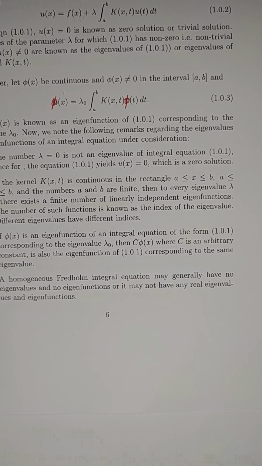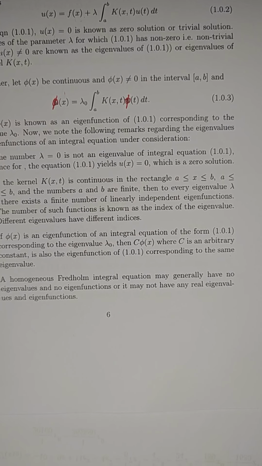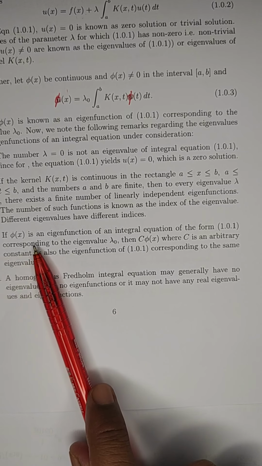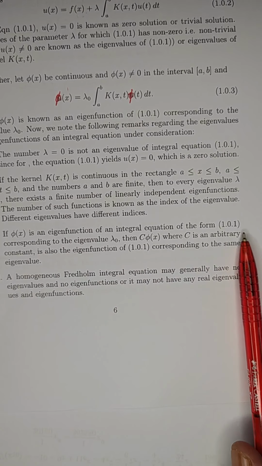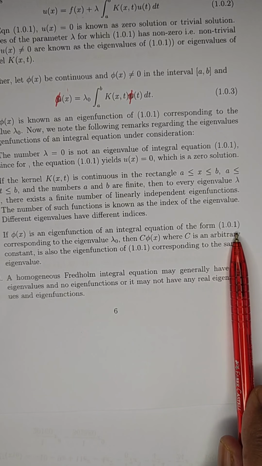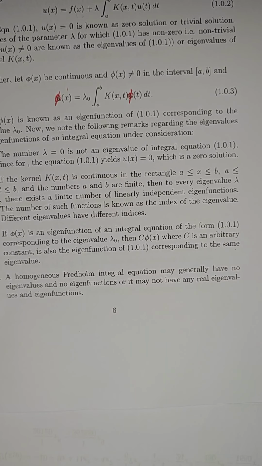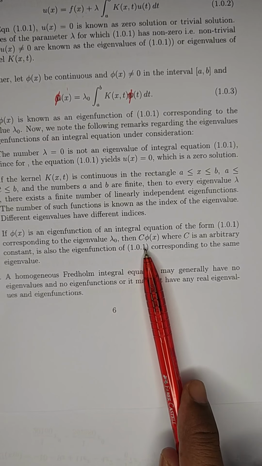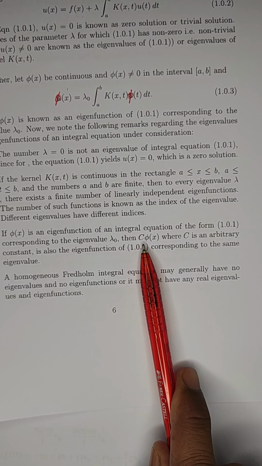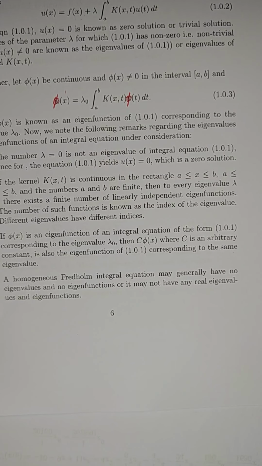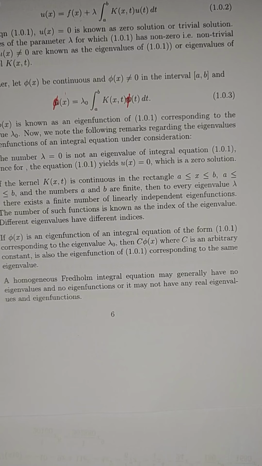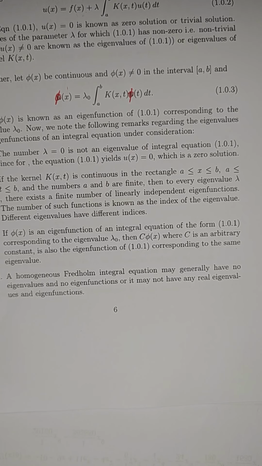Different eigenvalues have different indices. If phi is an eigenfunction of the integral equation 1, meaning the homogeneous random integral equation, corresponding to lambda naught, then for any arbitrary constant c, c phi is also an eigenfunction of the homogeneous random integral equation.